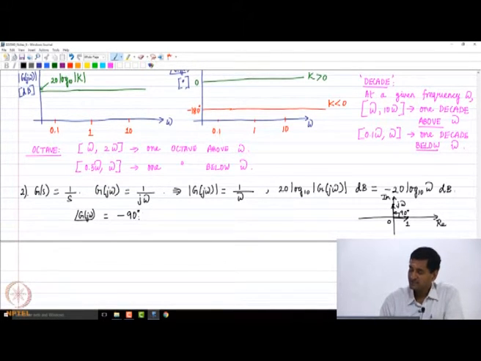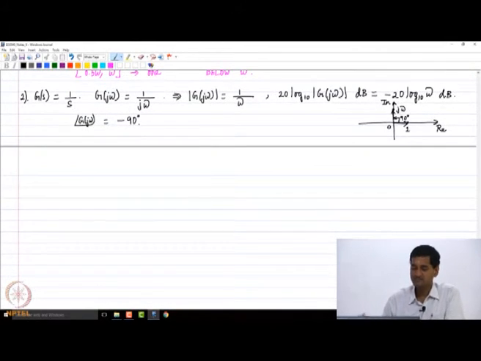So immediately you see that this is independent of omega, it is constant with respect to omega, whereas the magnitude is a function of omega. So that is minus 20 log to the base 10 omega, in decibels. Now the question is how do I plot them. So let us plot them.